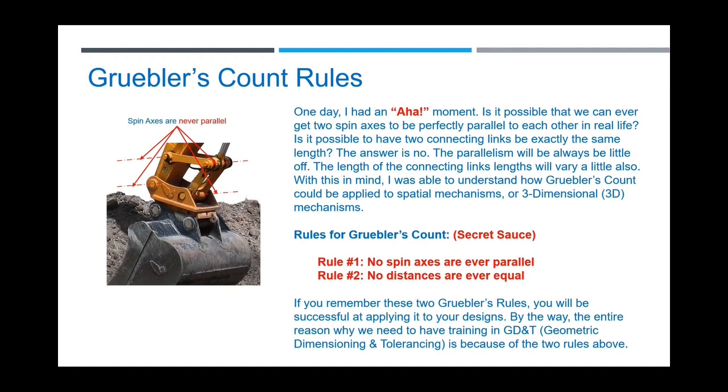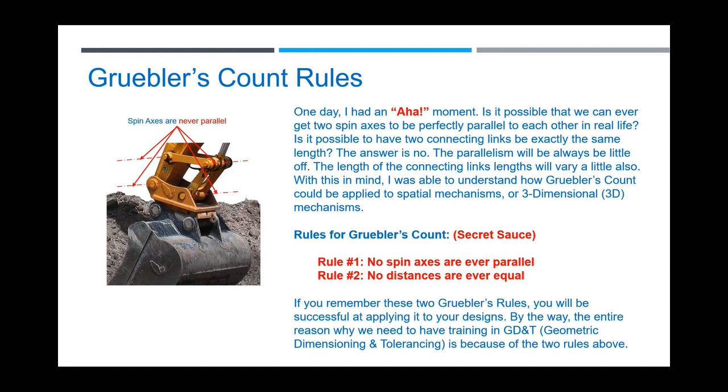Oh, before we do that, one of the things I wanted to let you know is that one of the main reasons why Gruebler's count has not been used through the years, and you don't really hear about it, is that they're missing 2 secret items, which I kind of stumbled upon through the years. To diagnose with Gruebler's, one of the misconceptions when people use the Gruebler's formula is that they assume that all spin axes are parallel. And then they also assume that all distances between linkages and holes are the same.